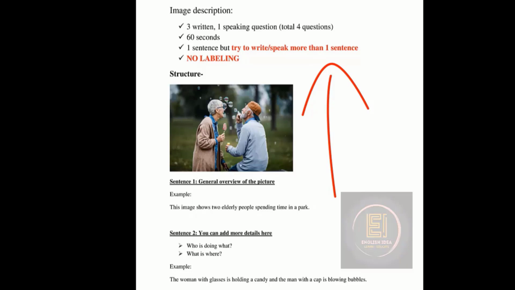Image description is very important because it involves both writing and speaking, and these 2 modules are responsible for the production score. So to increase your production score, image description plays a vital role.